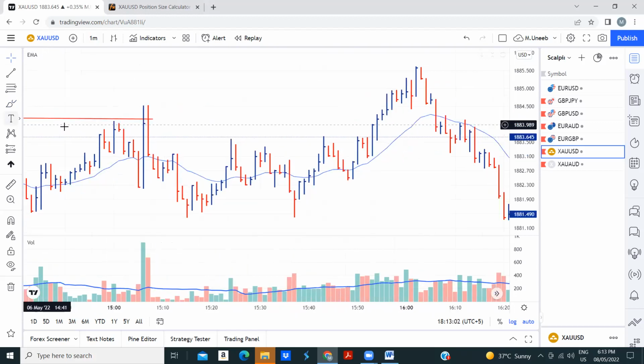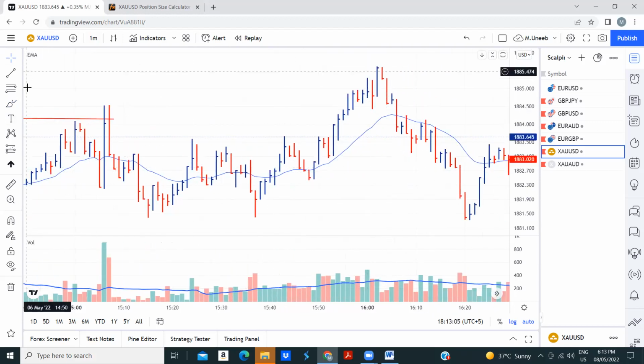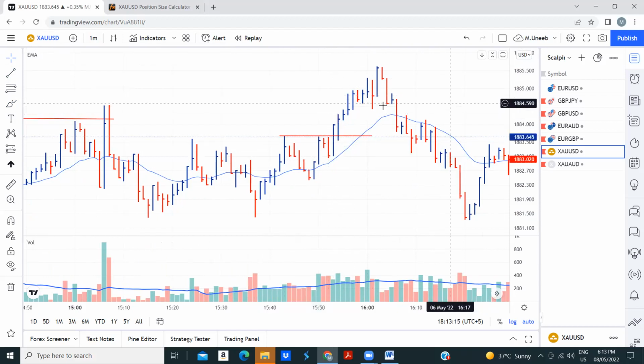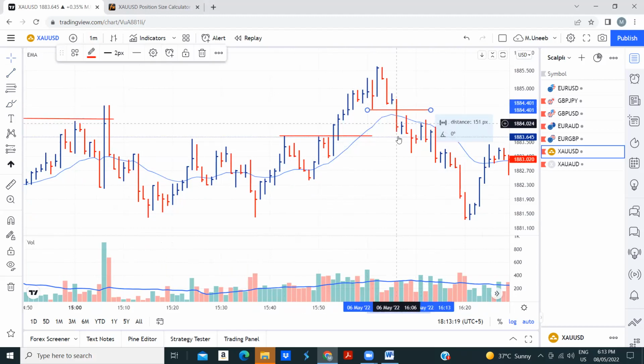Okay. How about this breakout? You see, you draw this line over here. As the price goes up, it increases in length. This is a perfect breakout. This breakout is successful. How about this breakout? This one here. This breakout is successful. Increase in length, increase in volume. Perfect. Got it?